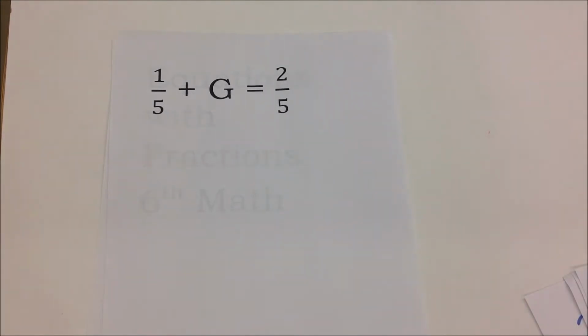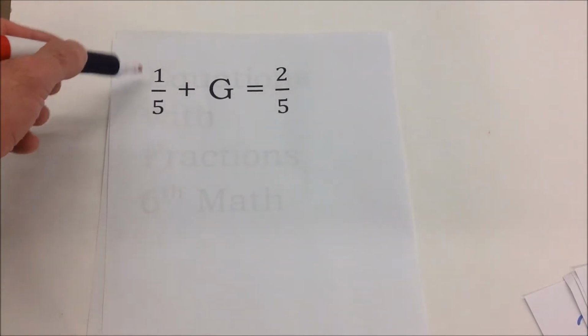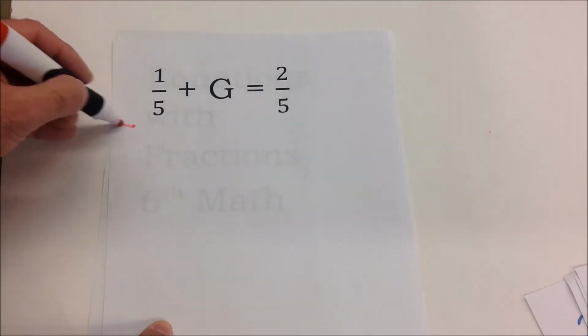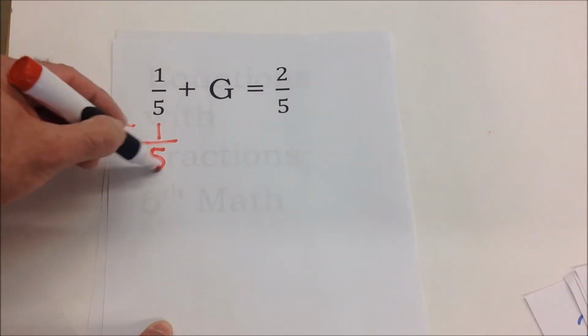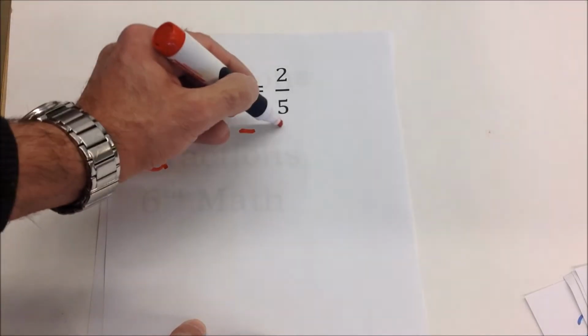Again, we're going to do the same method we would use if we just use regular integers. Again, we have a plus sign here, so we want to do the opposite. Now, we don't see a sign near the 1/5, but we know it's positive, so we're going to minus the 1/5. It crosses out. Okay? And whatever you do to one side, you want to do to the other side. So we're going to minus 1/5 on this side.